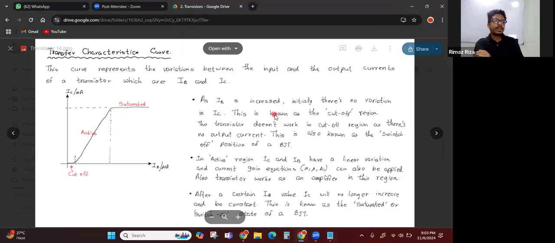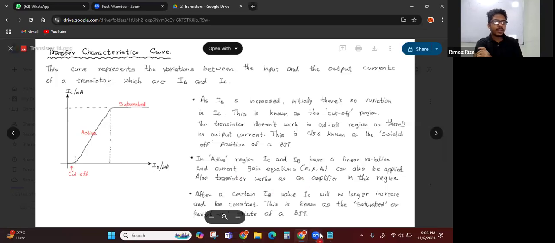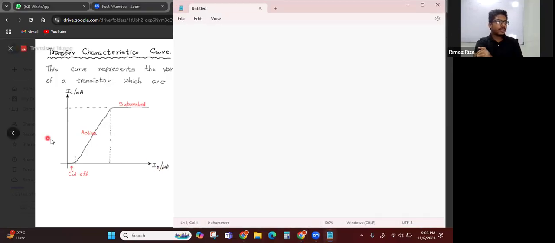Okay, here as IB increases, initially there is no variation in IC. This is known as the cutoff region. The transistor doesn't work in the cutoff region as there is no output current. This is also known as the switch off position of a bipolar junction transistor. So this is the biggest advantage of a transistor.